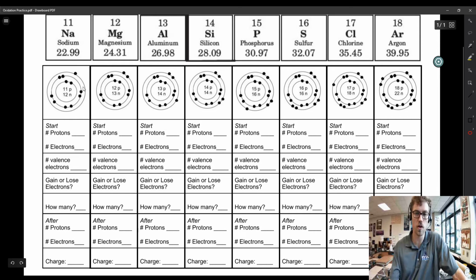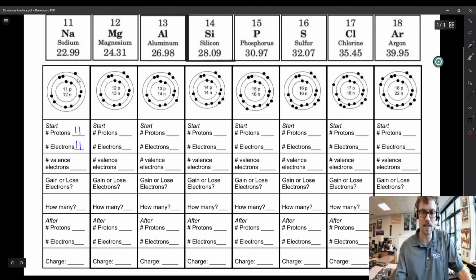The first one we're going to do is sodium, which has atomic number 11, so it's got 11 protons, and it is going to have 11 electrons. We could count those up here: 1, 2, 3, 4, 5, 6, 7, 8, 9, 10, and 11. Now, let's determine the number of valence electrons. Remember, valence electrons are the electrons in the outermost level. So here we have 1, 2, and 3 energy levels. And in this third energy level, we only have a single valence electron.